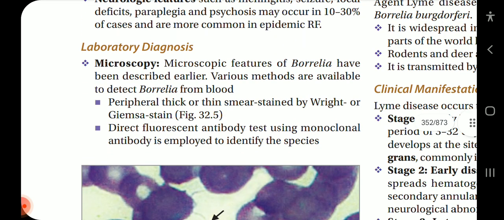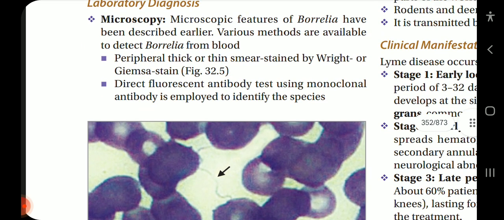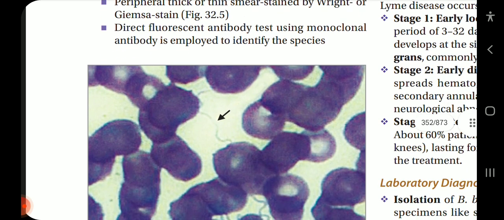Now, the laboratory diagnosis, microscopy. Microscopic features of Borrelia have been described earlier. Various methods available to detect Borrelia from blood are peripheral thick or thin smear stained by Wright or Giemsa stain, and direct fluorescent antibody test using monoclonal antibodies employed to identify the species.